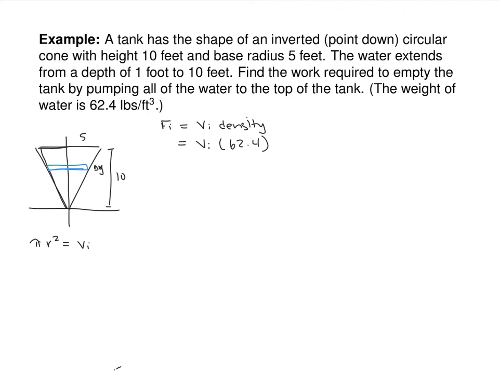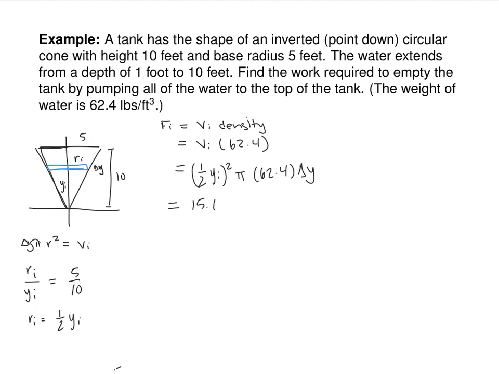So pi r squared delta y will equal your volume. So you've got to figure out what that r is. So what is this r sub i? To figure that out, you can use similar triangles. This distance is y sub i. R sub i over y sub i would equal 5 over 10, or r sub i is 1/2 y sub i. So our force will be pi r squared delta y, so 1/2 y sub i squared pi 62.4 delta y. So there's the force on one particular slice. Squaring the 1/2 gives us 1/4 times 62.4 is 15.6 pi y sub i squared delta y. Okay, so that's the force.